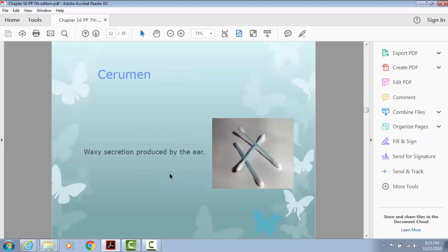One of the things that the ear produces is a waxy secretion called cerumen. Cerumen is a protective mechanism for our ears, so that if anything goes into the ear canal, it is supposed to be trapped by the sticky, waxy secretion and does not continue to travel further down into the ear canal, causing damage.